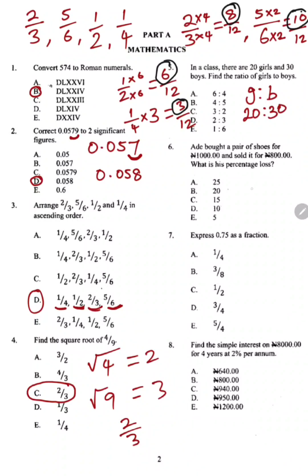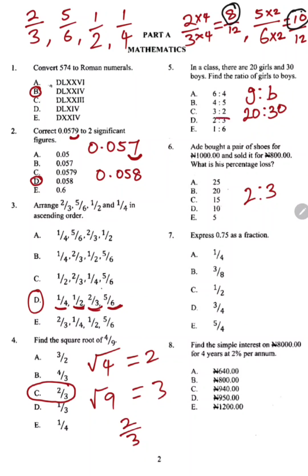Now 2 over 3 is the same as 2 to 3, right? Therefore, we look for the one that has 2 to 3. I have to delete these ones because I'm done with them. So, 2 over 3. I will take D as my answer. Okay, and here I'm done with this.